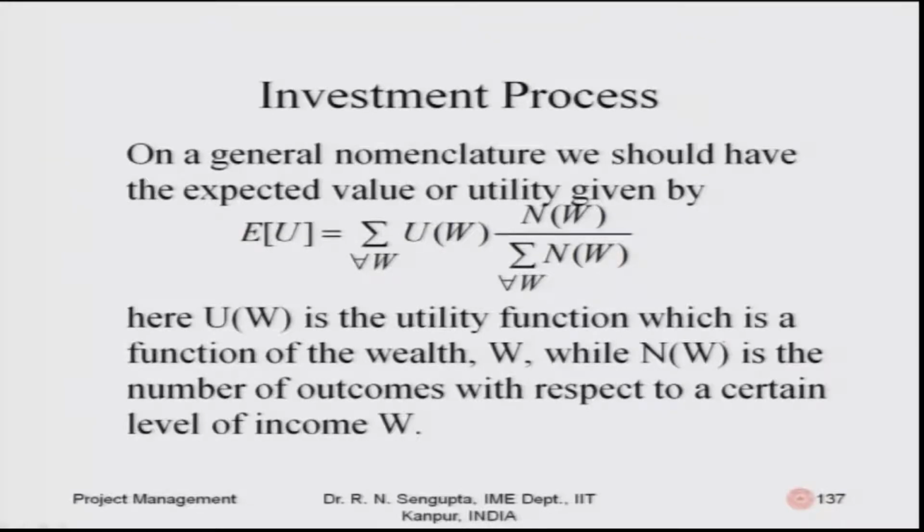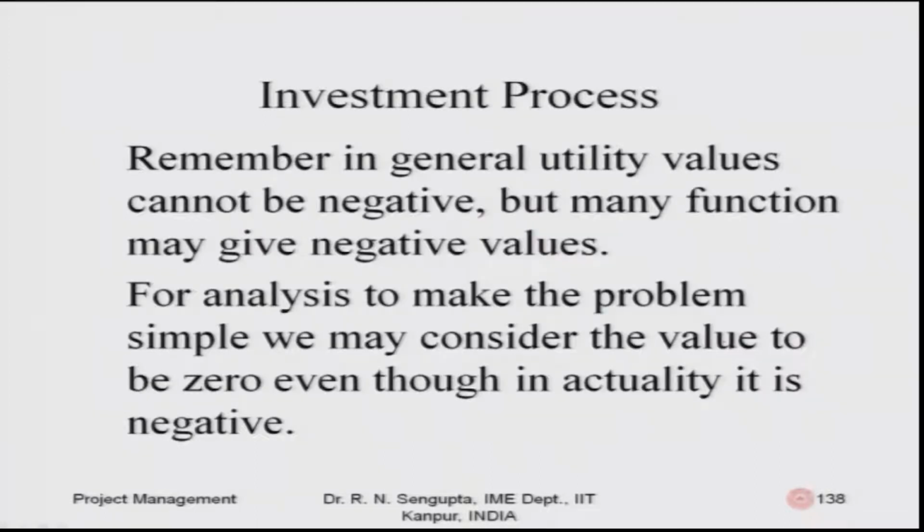Here U_W is the utility, which is a function of the wealth, while N_W is the number of outcomes with respect to a certain level of income. Remember, in general utility functions cannot be negative, but in many cases functions may take negative values. We will try to skip that and put 0 for negative values.